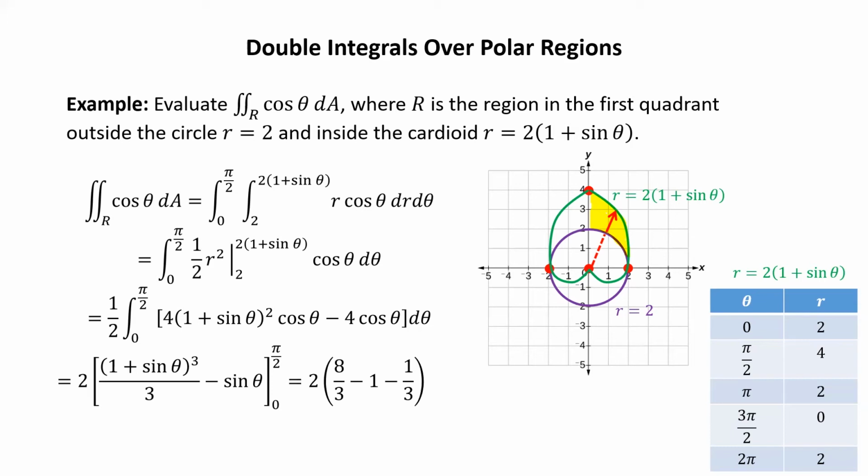Now, when we plug in the pi over 2, well, the sine of pi over 2 is 1, so we get 2 cubed over 3, which is 8/3, minus sine of pi over 2 again, which is minus 1. And then when we plug in the 0, the sine of 0 is 0, so we just get 1 cubed over 3, which is 1/3, and the right term goes away because the sine of 0 is 0. Combining all that gives us a final answer of 8/3.